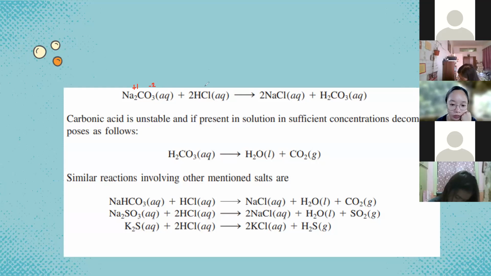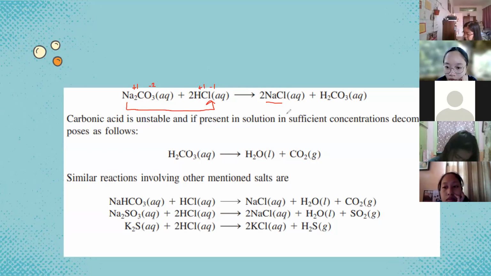Sodium is +1, carbonate is -2, hydrogen is +1, chlorine is -1. So sodium will partner now with the chlorine. That is why you have there the sodium chloride. And then hydrogen will partner with carbonate, but since hydrogen is +1, carbonate is -2, we will do the crisscross here, which means this is the correct formula for our carbonic acid. We call this carbonic acid.